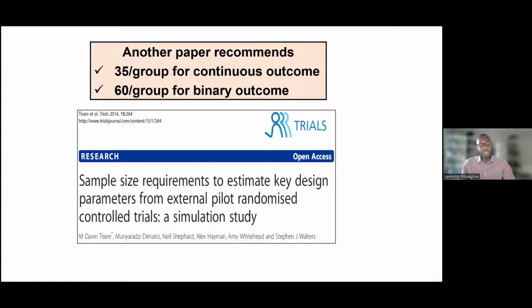But the bottom line is whichever approach you choose, you should be able to justify it within the context of your study and say exactly why you chose the numbers that you're choosing. You need to be able to say why 30 participants is the right number of participants for your study.